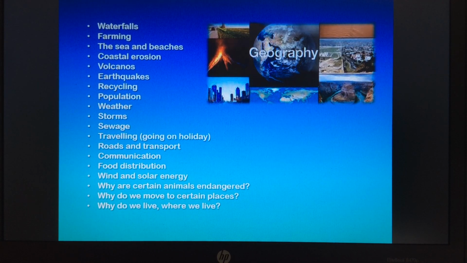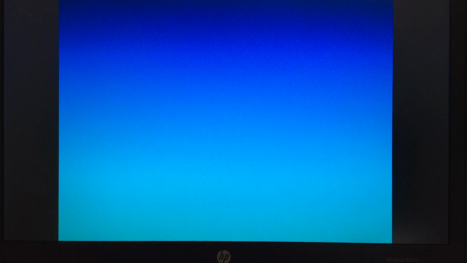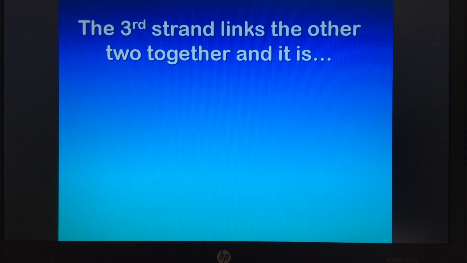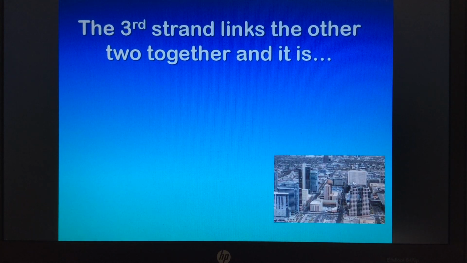Why are certain animals endangered? Why do we move to certain places? And why do we live where we live? Now some of these fall into the third category, the strand of geography that kind of links the two. Now have a look at these images and let's see if you can guess from these images what the third strand is.